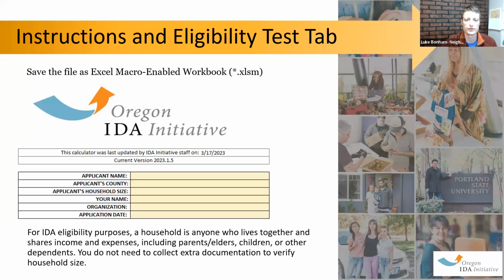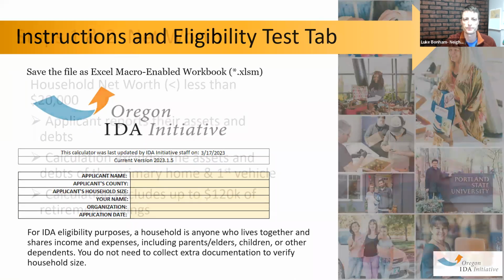Let's start with a few things to note about the document. Cells highlighted in yellow are places for you to enter data. The first tab is the Instructions and Eligibility Tests tab. Fill out the first 6 questions to start. For household size, use what they report on their IDA application. You do not need to collect extra documentation to verify household size.